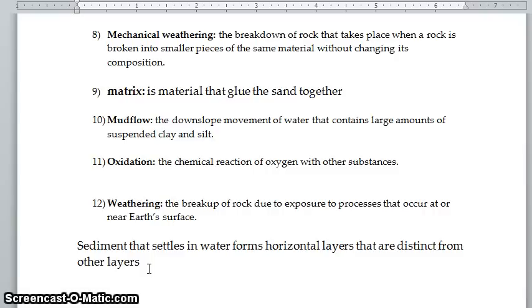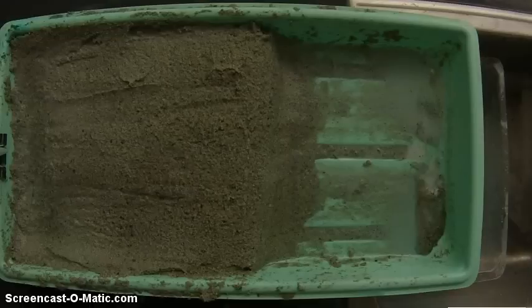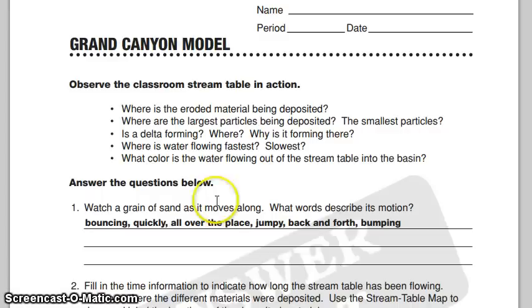One of the first labs that we went through with this was our stream table lab, and with our stream table lab we had a worksheet that went along with that to answer some of the different questions. Here's what that worksheet looks like. We're going to be looking at some things with where the eroded material is going, what are some of the larger particles being deposited and the smaller particles. We're going to be looking at the delta, where's the water flowing the fastest and the slowest.